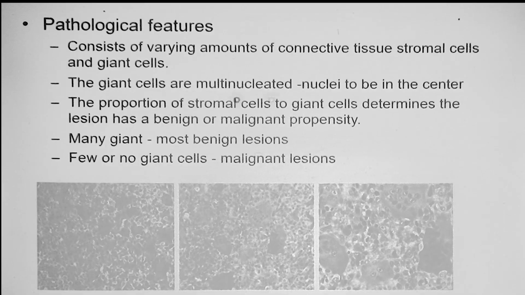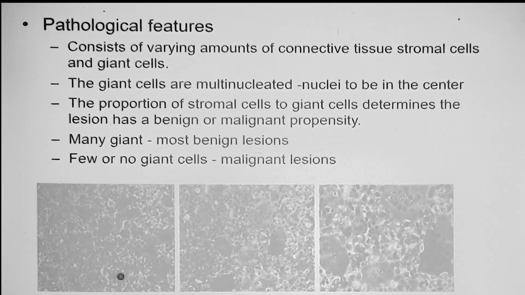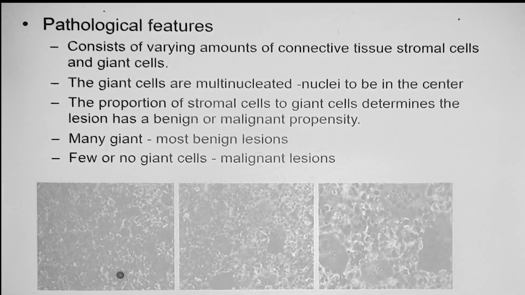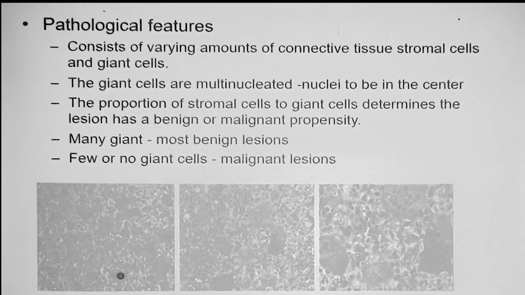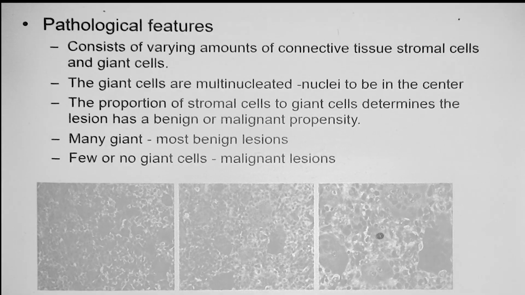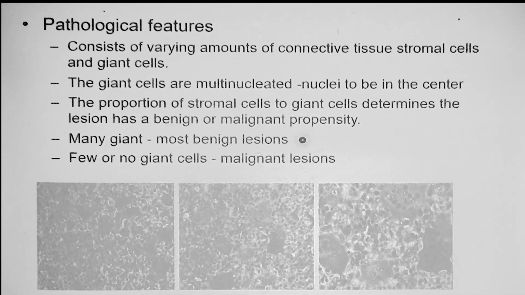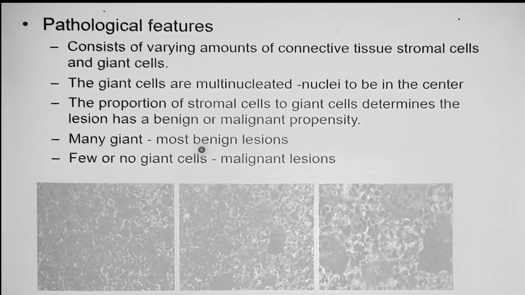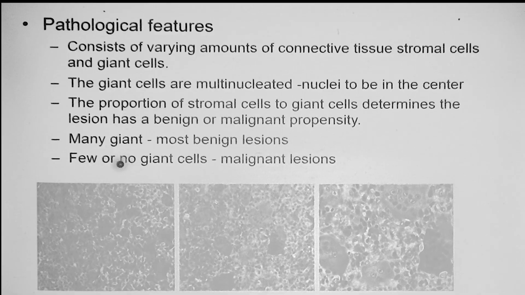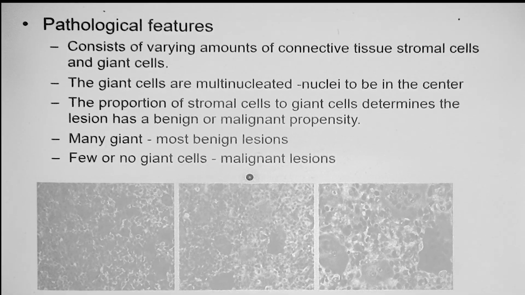Stromal cells twin with giant cells. The more giant cells, the more benign it tends to be, so the fewer the giant cells, the more worrying. The dogma is that the ratio of stromal cells to giant cells determines whether the lesion is benign or malignant. With many giant cells, we tend toward benign lesions. With few or no giant cells, it goes in favor of malignant lesions.